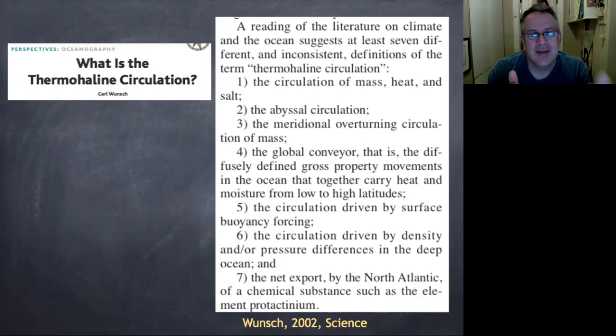And people tend to think of it as the circulation driven by temperature differences and salt differences. We have to be really careful about what we mean by driven by. Does that mean just cold water going from the cold place to the warm place, or does that mean garnering energy from that cold and warm, cooling and warming of the circulation?